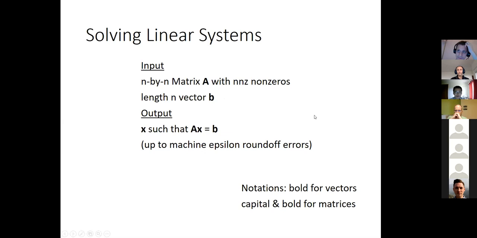Richard, what is nnz? It's just a number of non-zeros. This is the typical MATLAB, Julia, R command for asking how sparse a matrix is. And because I'm dealing with sparse matrices, I'll be using n and nnz as separate quantities. This is just for number of non-zeros.